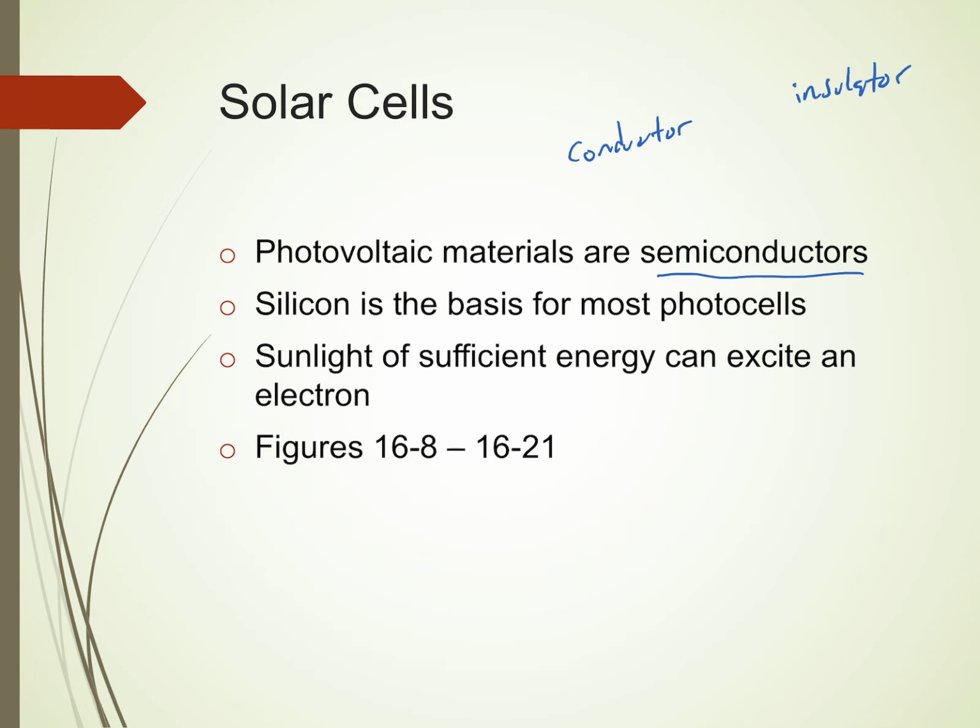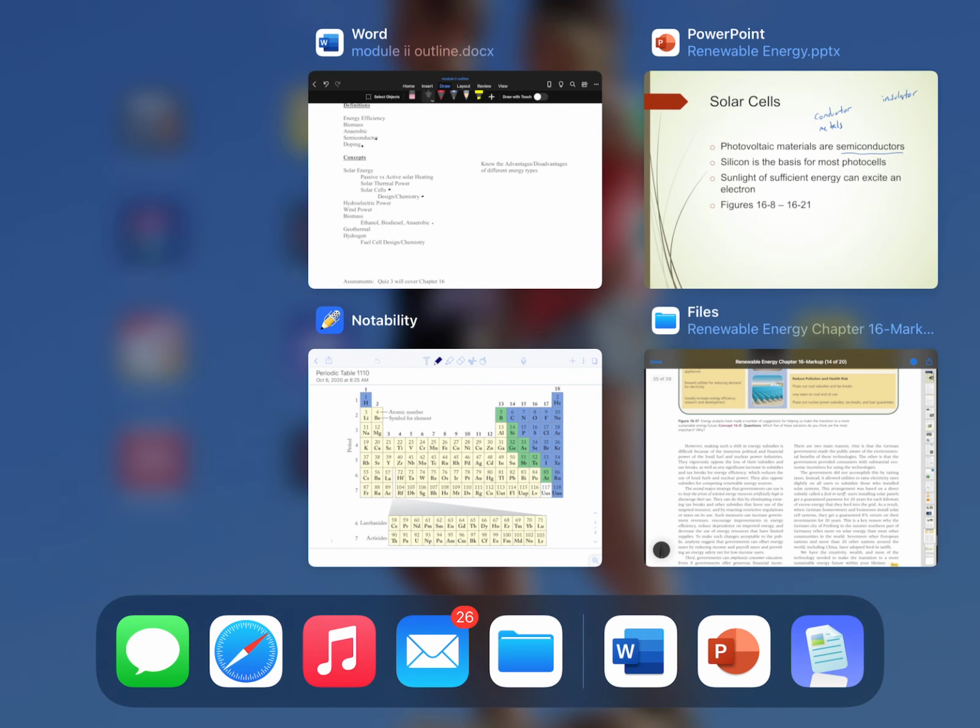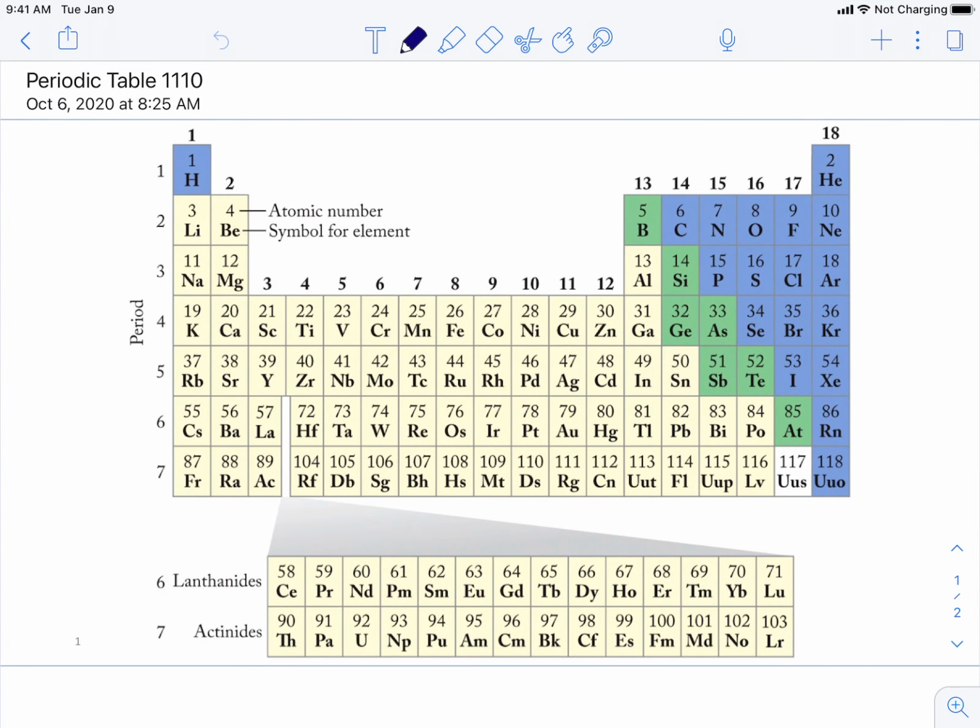So you have conductors and insulators. Things like styrofoam don't conduct electricity, but they're good insulators. Glass, things like this, right? They don't conduct electricity. So you think about conductors, you think about metals. And when you think about metals on the periodic table, remember, these are nonmetals over here. The blue are nonmetals.